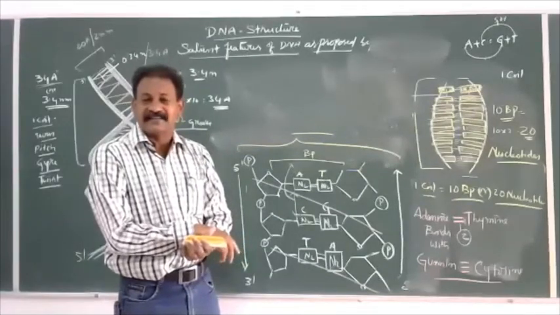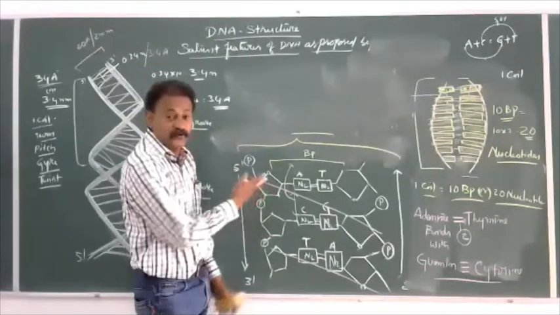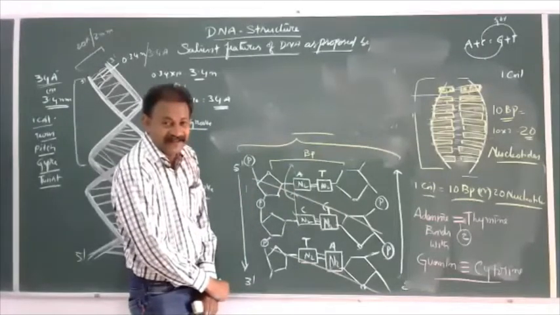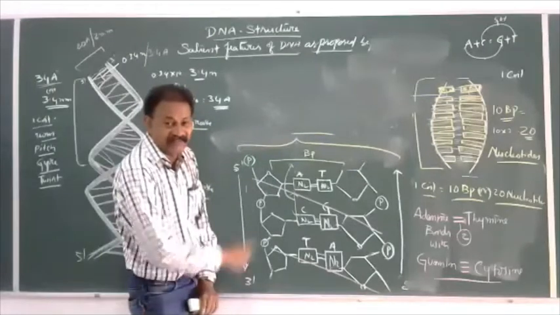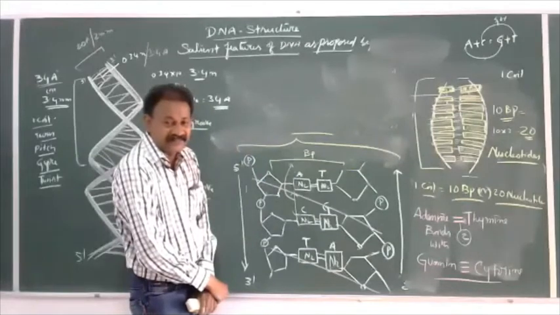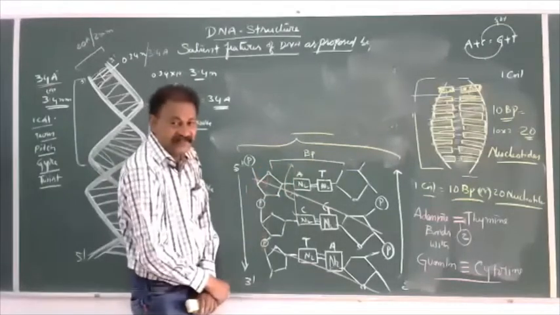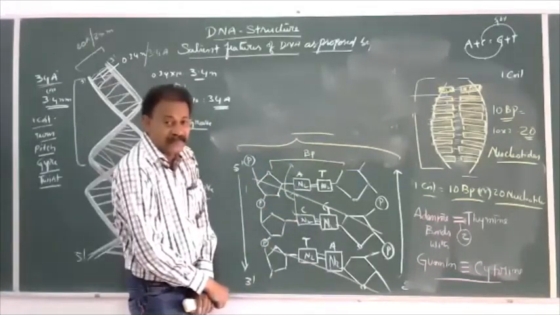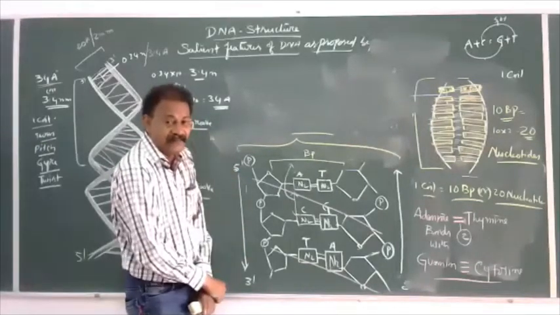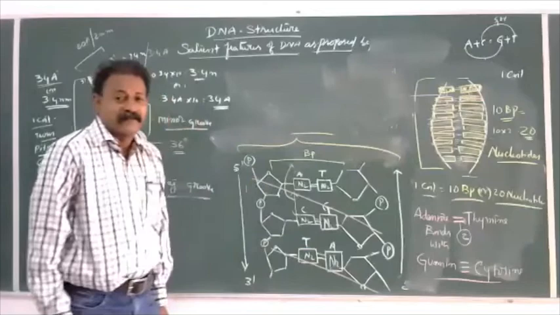When a question comes like this: phosphates and ribose sugars are equal, meaning one phosphate, one sugar, one nucleotide. Purines and pyrimidines are equal in ratio. Always one purine bonds with a pyrimidine, one pyrimidine bonds with a purine. Hydrogen bonds: 2 hydrogen bonds between A and T, 3 hydrogen bonds between C and G. One end is always terminated by 5 prime, the other end by 3 prime, the reverse. Phosphodiester bonds.